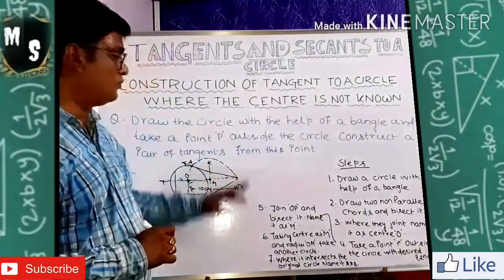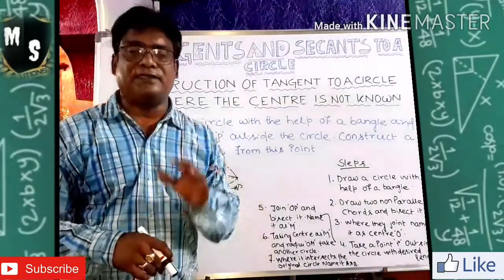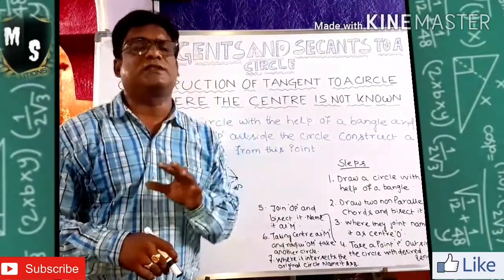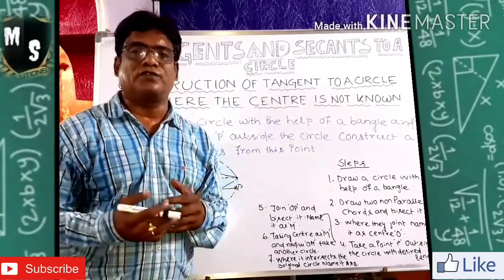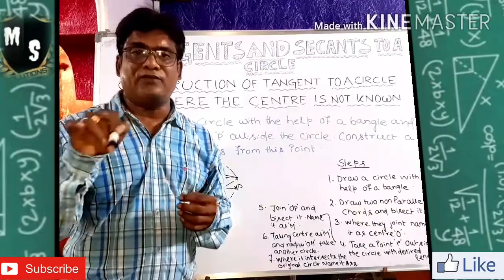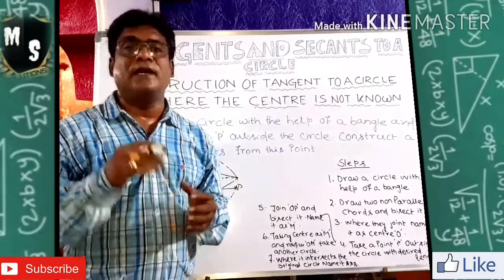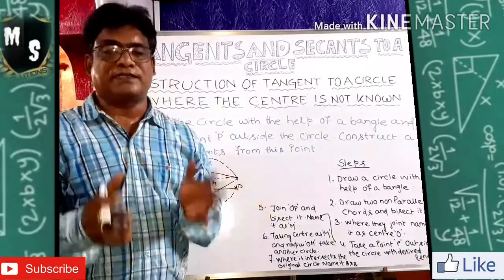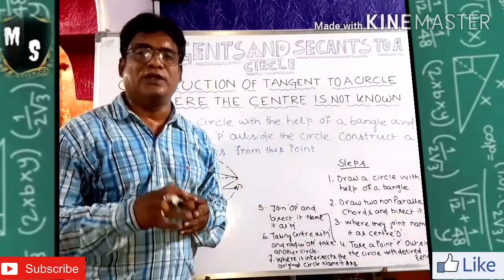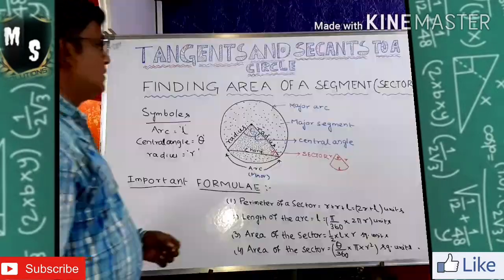I hope you understood it, and practice it nicely 2-3 times, because these constructions in the circle are very, very important. Some students practice by hand, but 2-3 times please try to do it with ruler and compass also. It will be good for you.